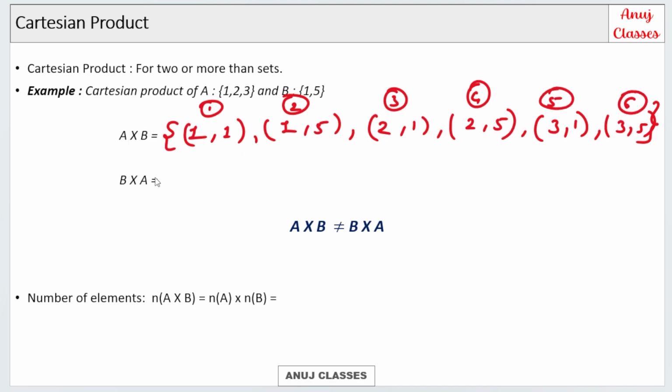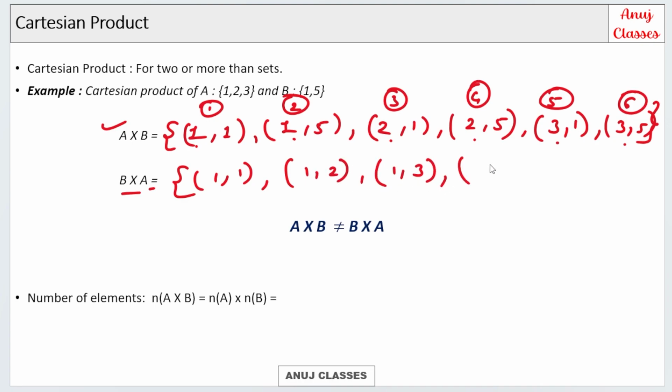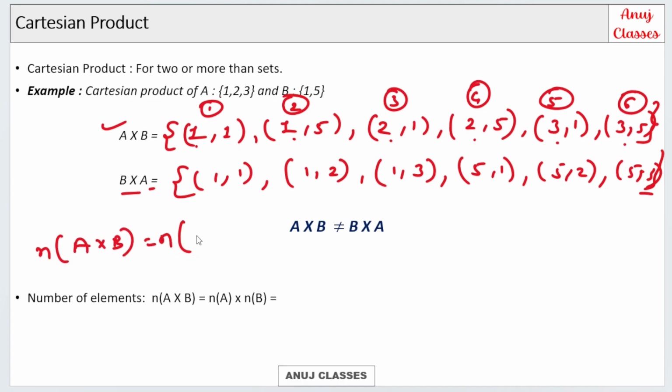Now we have to write B cross A. When we write B cross A, the first element will always belong to the B set. So here 1 is from the B set, and this one is from the set A. Then again 1 and 2, then 1 and 3, then 5 and 1, 5 and 2, 5 and 3. The total number of elements n of A cross B is equal to n of B cross A. So the total number of elements in both cases is the same, which is 6.